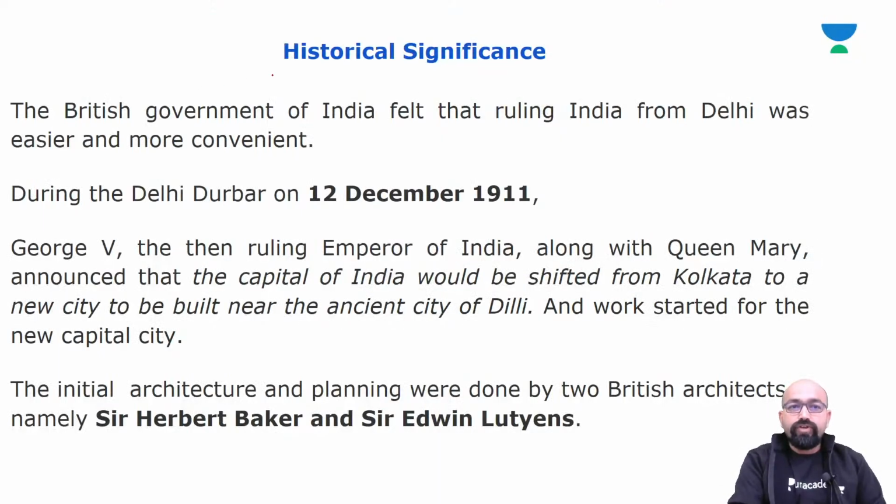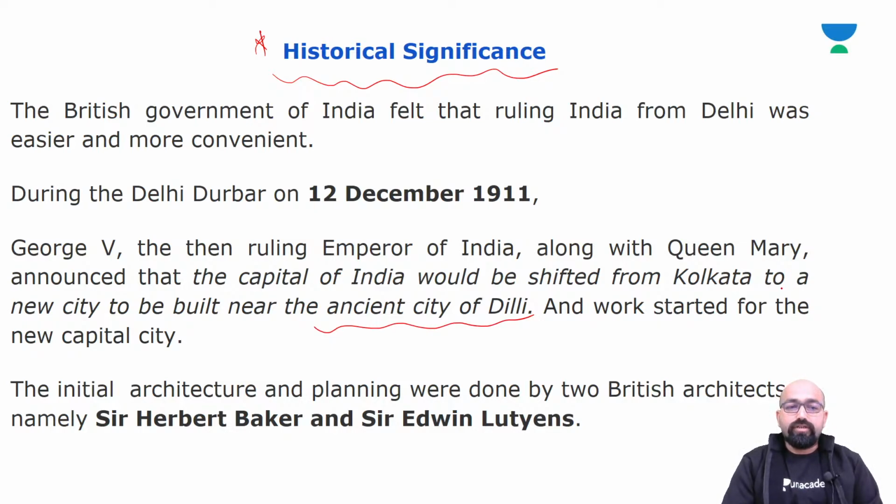Alright, now, if we are talking about historical significance, it means the British government of India felt that ruling India from Delhi was easier and more convenient. So, during the Delhi Durbar on 12 December 1911, George V, then the ruling emperor of India, along with Queen Mary, announced that the capital of India would be shifted from Kolkata to a new city to be built near the ancient city, Delhi. And work started for the new capital city.